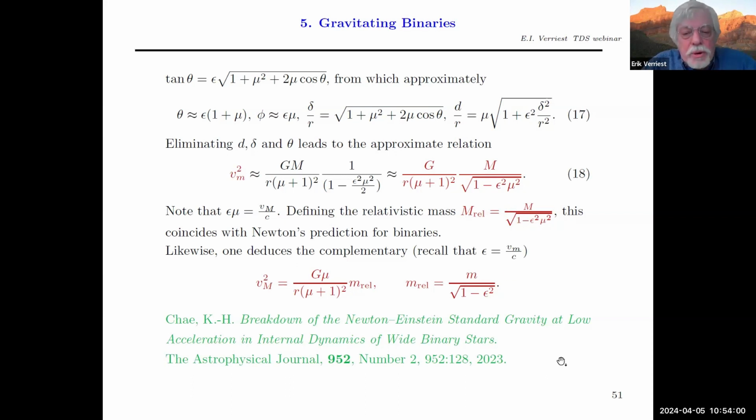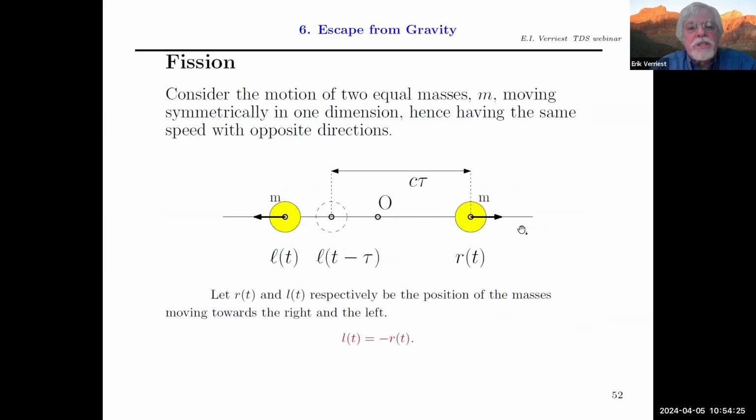Now, interestingly, last November, there was a paper in the Astrophysical Journal, based on observations, and it showed the breakdown of Newton-Einstein standard gravity at low acceleration in internal dynamics of wide binary stars. So this is actually the experimental verification of what I've just explained.